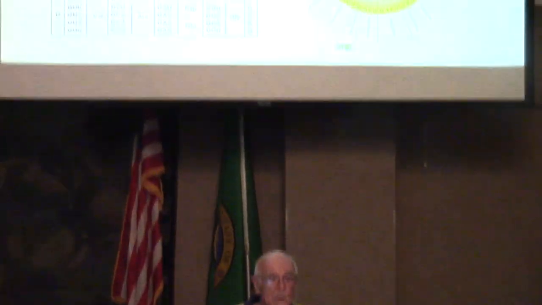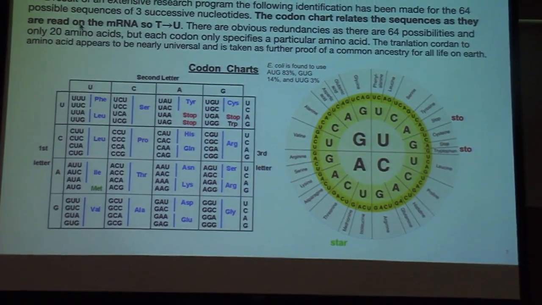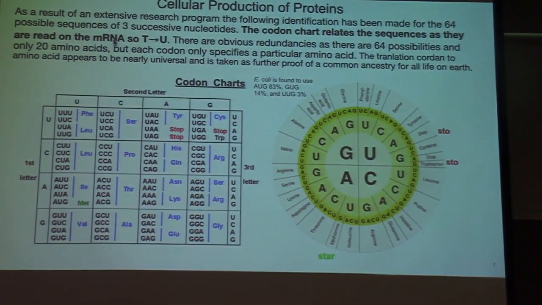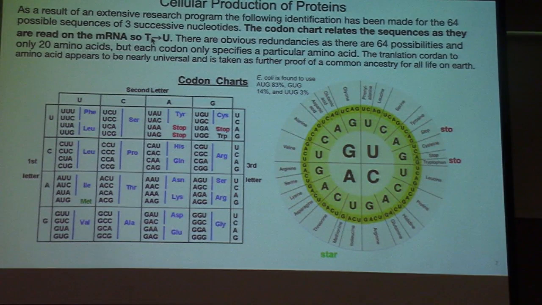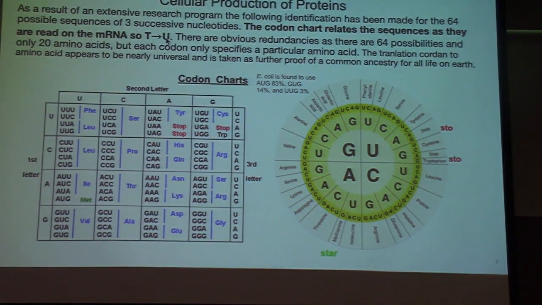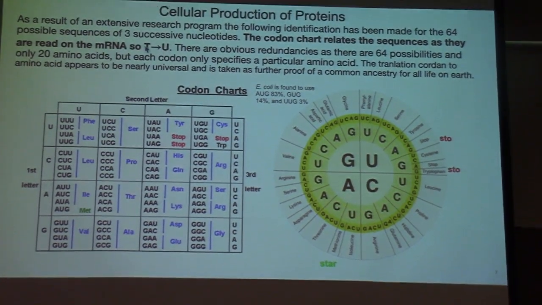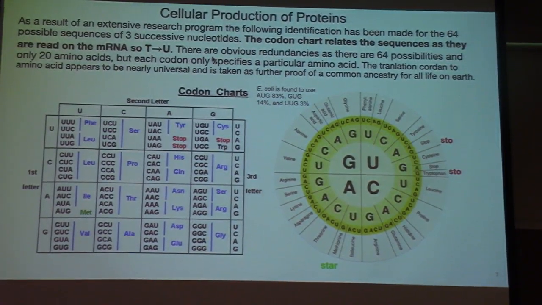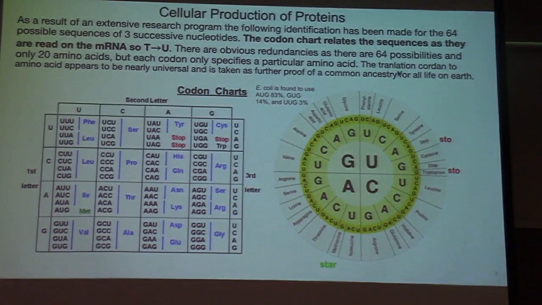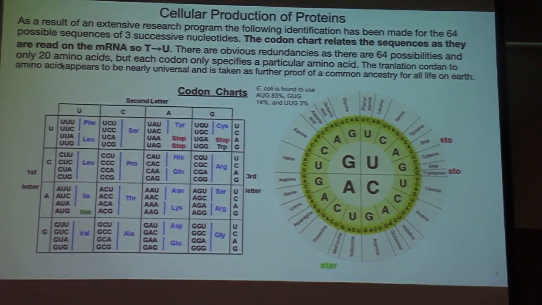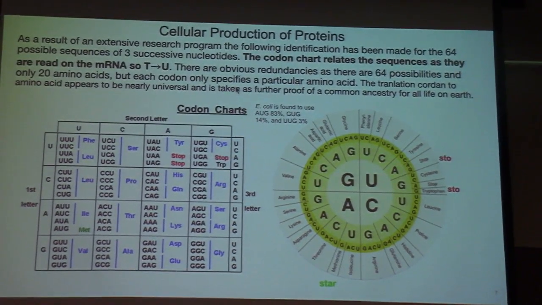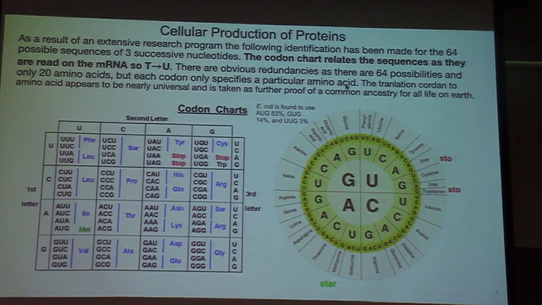So these codon charts tell you the way the sequences are as they are read on messenger RNA. So that's why you always see U and no T. Uracil is there in place of thymine. And there's obvious redundancy because there's 64 possibilities for only 20 amino acids. But each codon only specifies a particular amino acid.